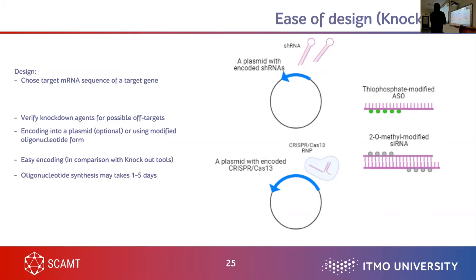An advantage of knockdown design is that it is very easy to encode in comparison with knockout tools. We don't need to encode whole proteins. We don't need to encode a big amount of DNA. We can encode information about a small RNA or antisense oligonucleotide, and that makes our work much easier. As a consequence, oligonucleotide synthesis may take about 1 to 5 days.